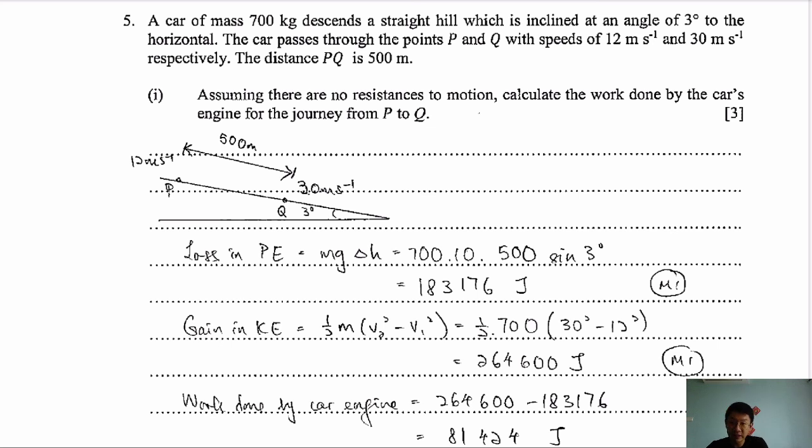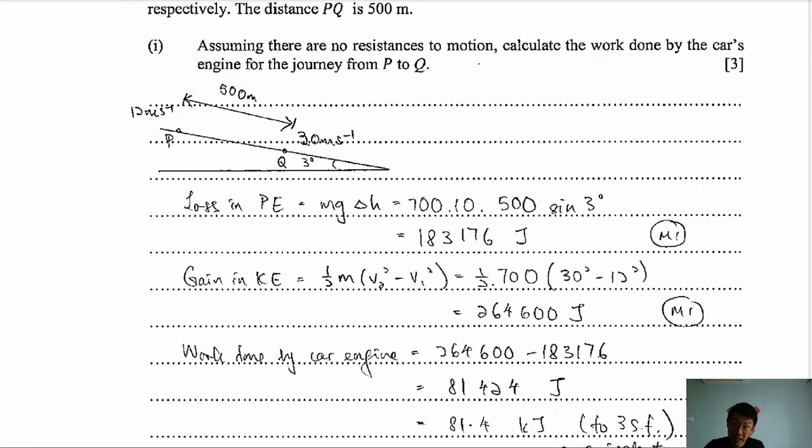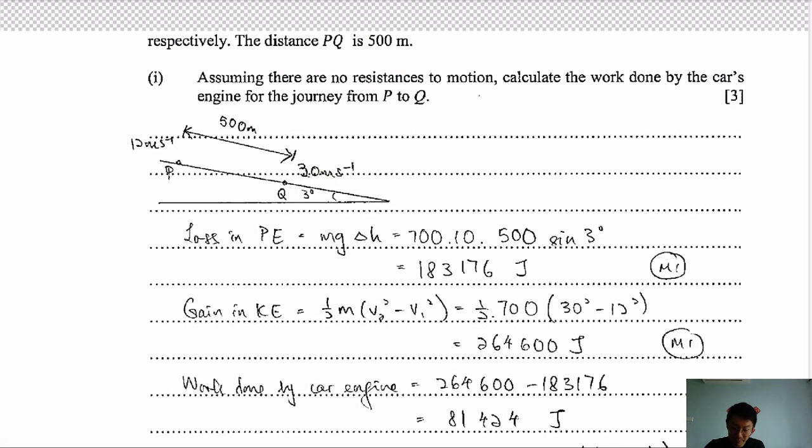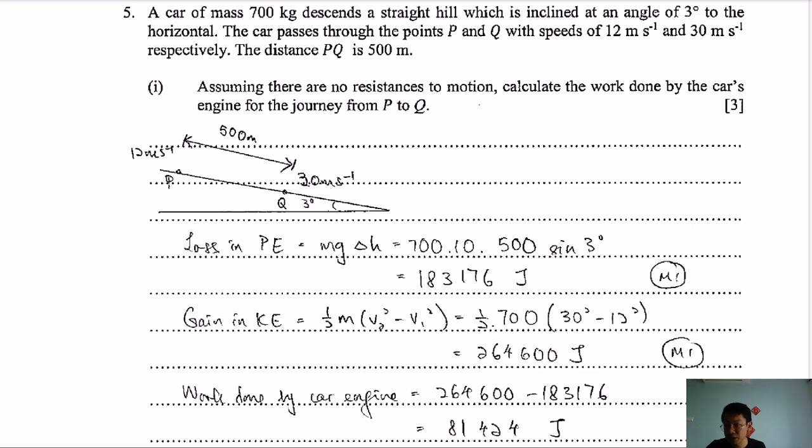So the first thing that we know is this car is going down the hill. We do not have any resistance in this case; there is nothing about resistance mentioned here. So we can always use the change in KE plus the change in PE is equal to the work done. In this case, the work done is by the car engine. So we just have to find out what happened to the KE and the PE.